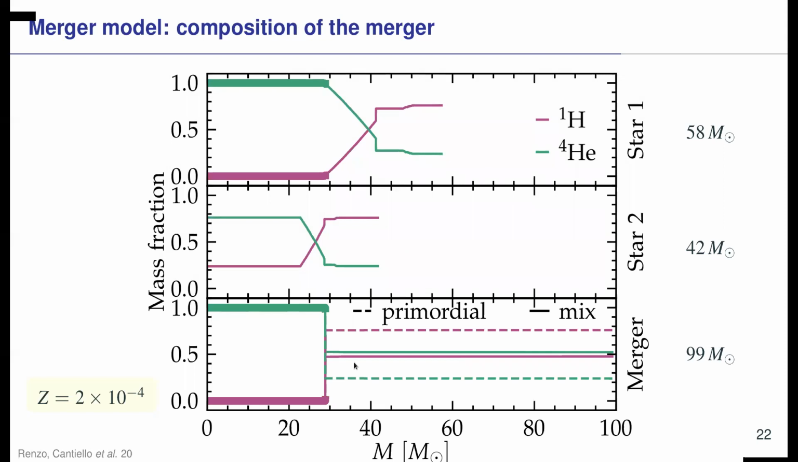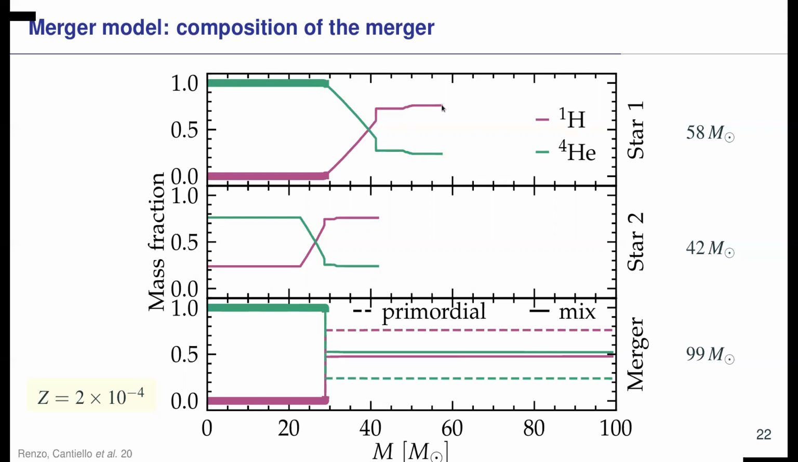So this is what these solid lines in the bottom panel give you. I take the core from star 1, and then I create an envelope by mixing everything else of star 1 with the entirety of star 2. This gives you a helium-rich envelope because you had the helium of this core that ended up in the envelope of the merger. And although it assumes that this core material can mix with this surface material here, which is questionable.